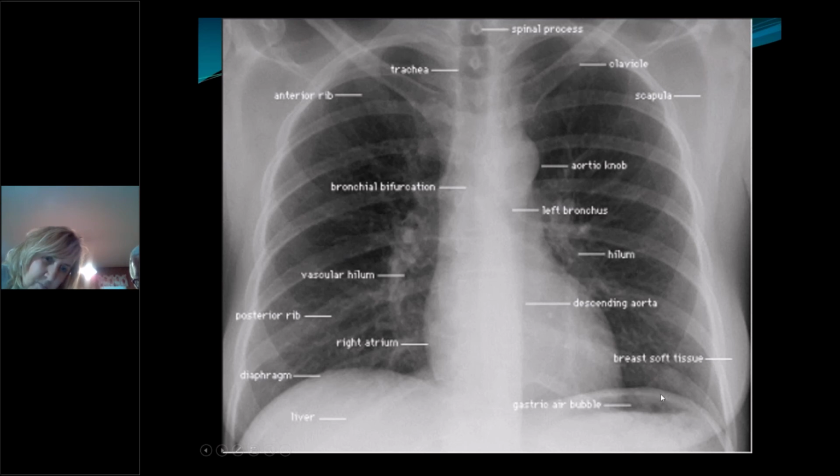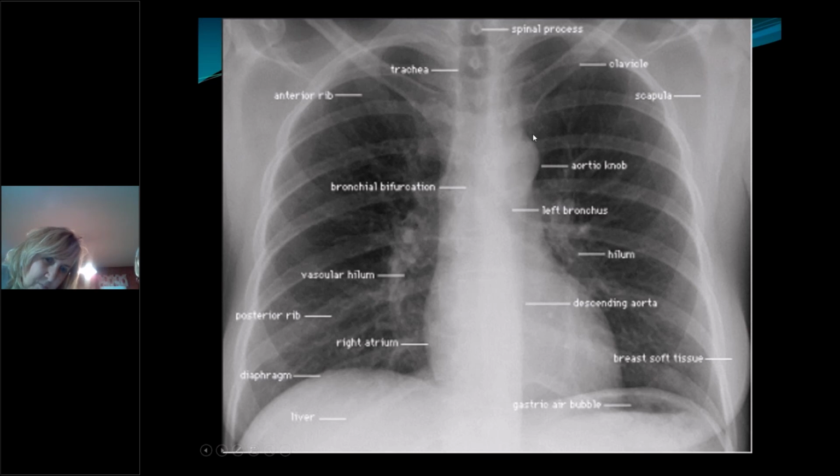Positional, we see the gas bubble here, so this is most likely an upright view, and most likely a PA view. And exposure looks pretty decent. It's not whited out or all blacked out, so this is a very appropriate chest x-ray PA.